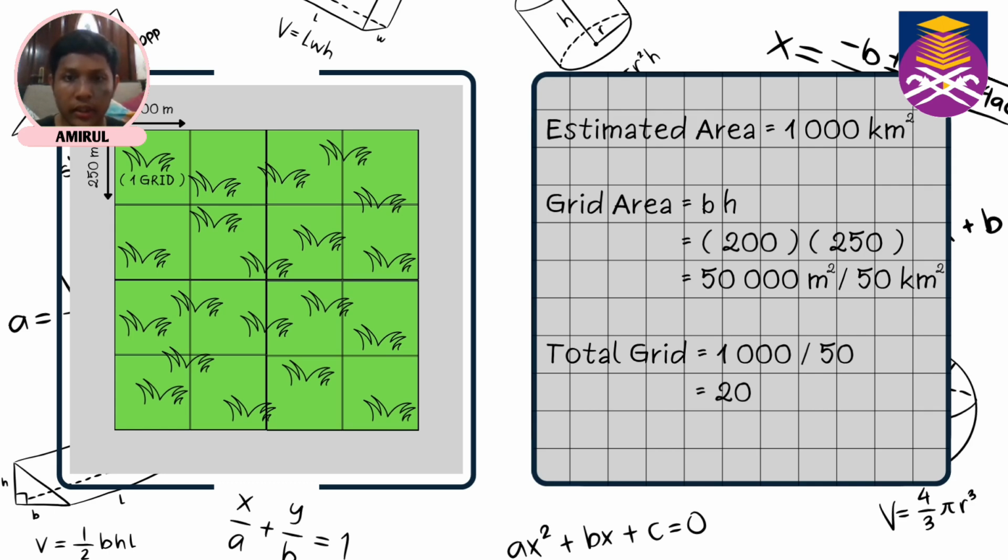Also, you can get the total grids by taking the estimated area and dividing it by the area of one grid, which becomes 1000 divided by 50, and from that you get 20 total grids on the farm.